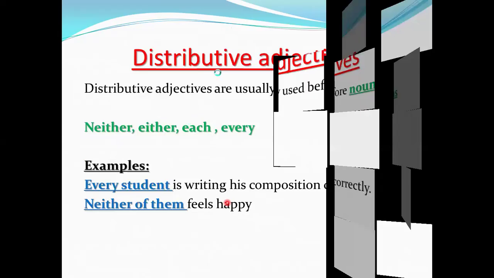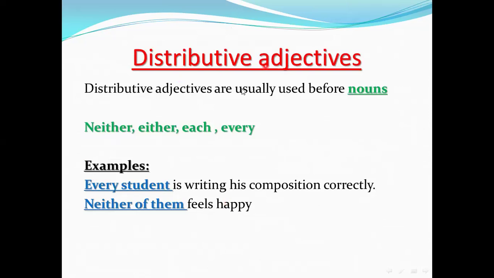We also talk about demonstrative adjectives. Demonstrative adjectives are usually used before nouns, like neither, either, each, every. Every student is writing his composition correctly. Here I use a singular. Neither of them feels happy.